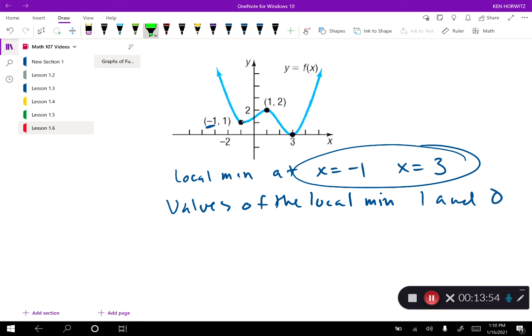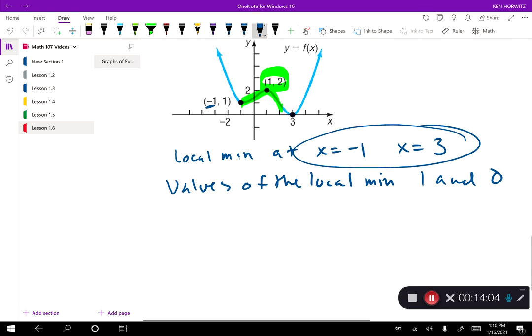I'm going to change colors a little bit. Maximum is where I change from increasing to decreasing, and the exact spot where I change is that spot. So if I'm asking where is the local maximum, and listen to me clearly, the local maximum is at x equals 1. Remember, we're always using the x value for the location. The value of the local maximum at x equals 1 is 2. So in that case, we would use the y value.